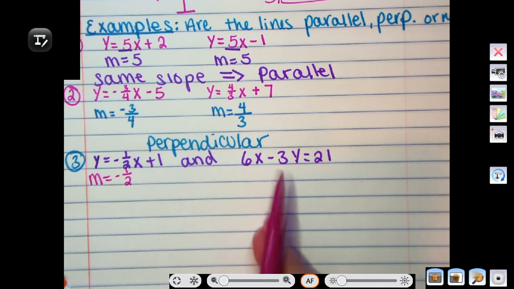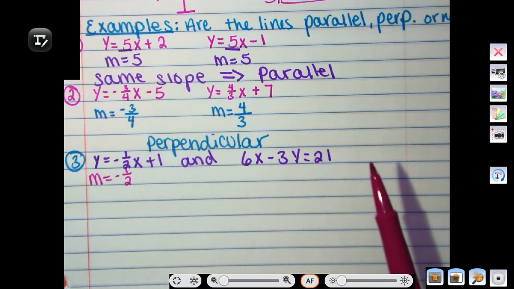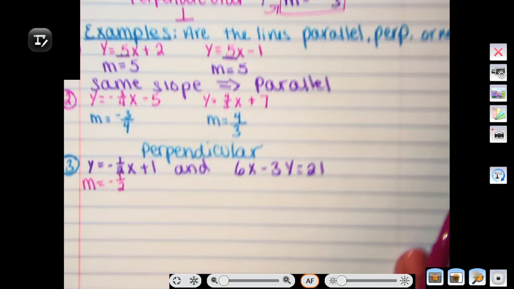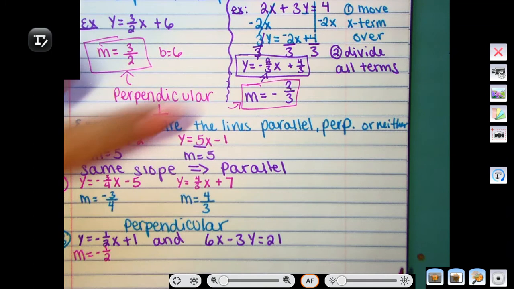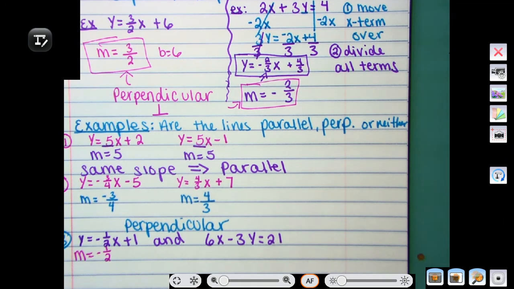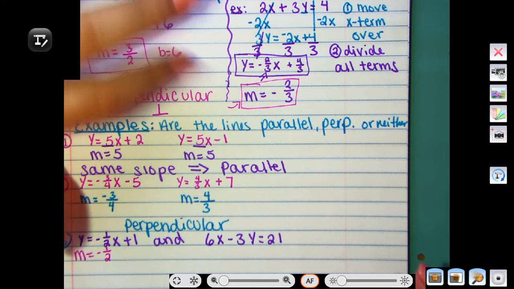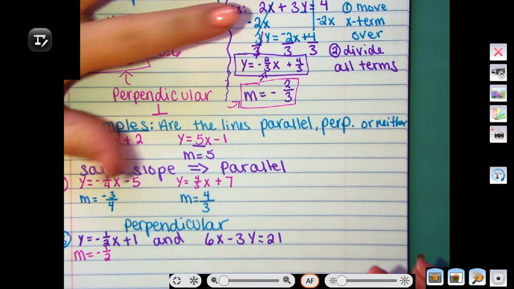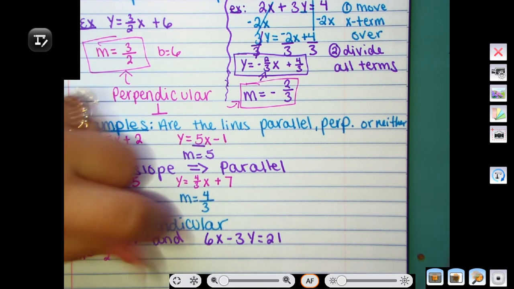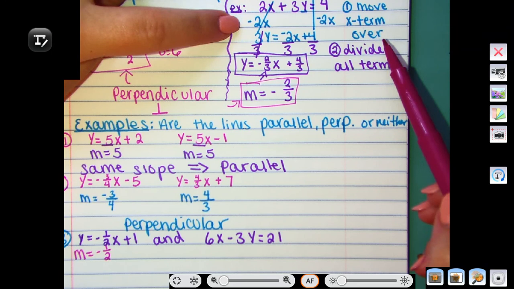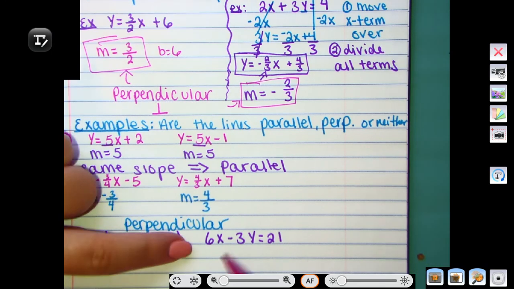Now, it would be nice if I could just do the same thing here and say, oh, it's this, but it's not so simple because it's not in slope-intercept form. So I'm going to follow my example from the top of how I get that into slope-intercept form. Whenever you're doing a math problem and you're not sure what to do, you should always be looking at an example to guide you, okay? Looking at what happens in the example, how do I do the same thing to this new problem? If I look at my example, I moved the x term over. That's my first step.